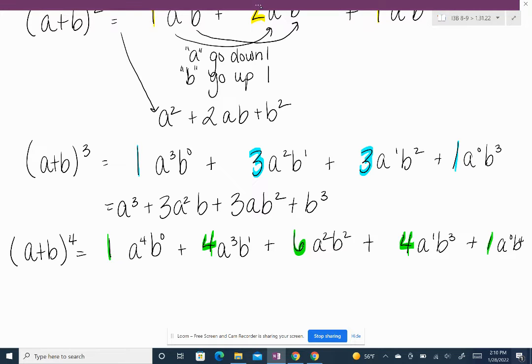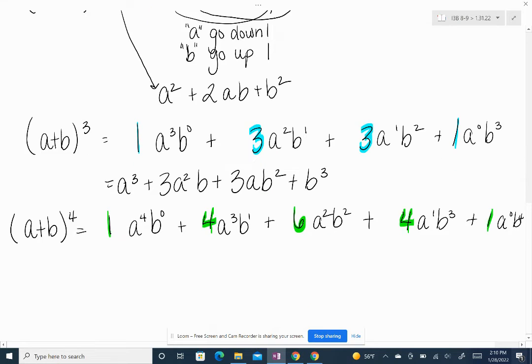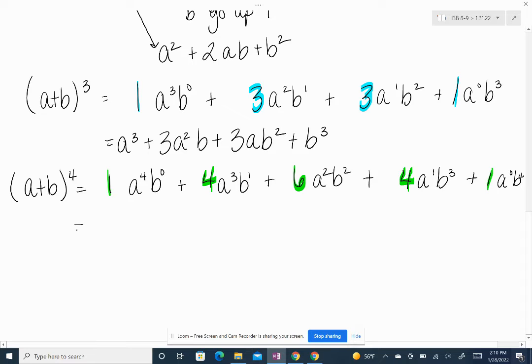Now, same thing as before. It's really not that difficult. As long as you understand that anything to the power of 0 is 1, multiplied by 1 doesn't change the value. A to the 4th plus 4a cubed b plus 6a squared b squared plus 4ab cubed plus b to the power 4. That would be your answer.